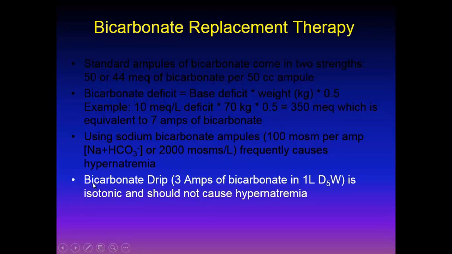Now, what we do is if someone needs volume and they need a lot of sodium bicarbonate, we make the classic bicarbonate drip. We dilute 3 amps into a liter of D5W, and now it's isotonic and it should not cause hypernatremia.